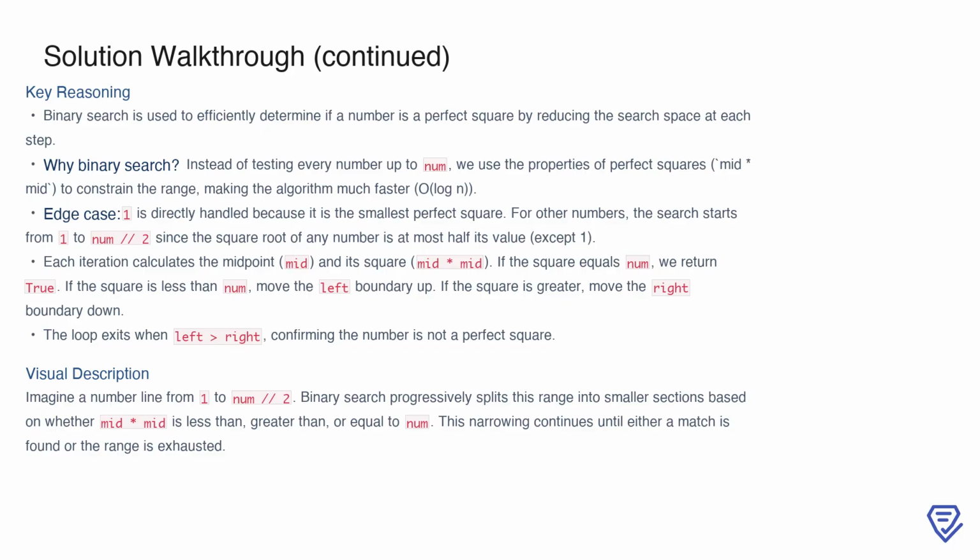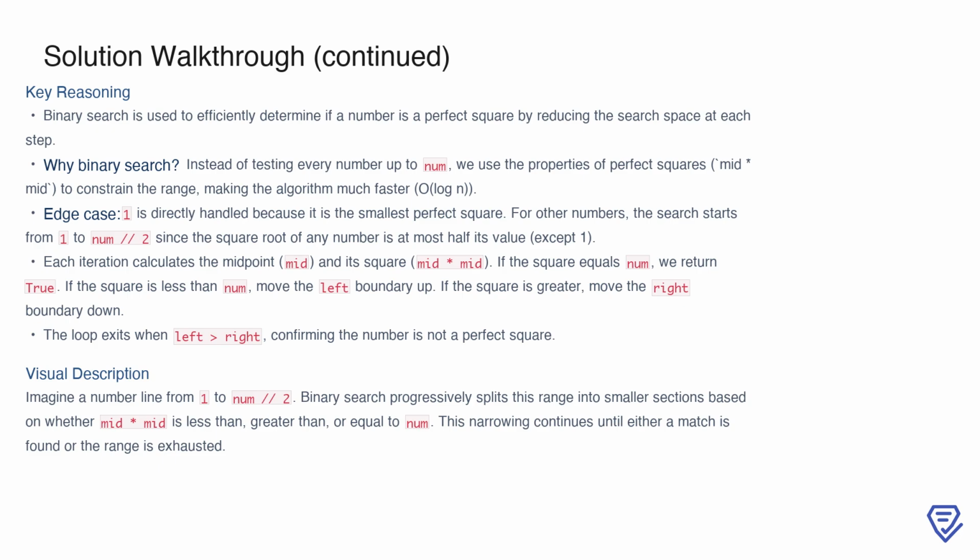If the square is less than number, we shift the left boundary up, while if it's greater, we move the right boundary down. This process continues until the range is exhausted, meaning no perfect square was found, and we return false. The binary search ensures a time complexity of O(log n), making it much faster than a linear search.